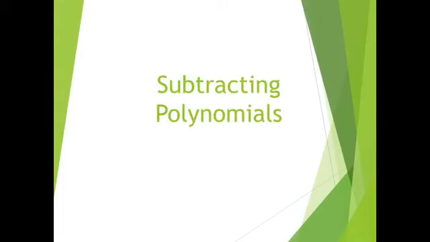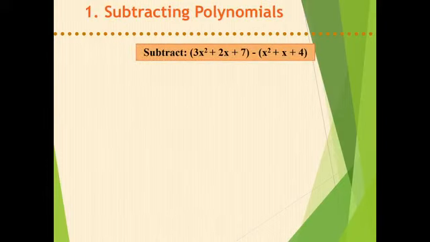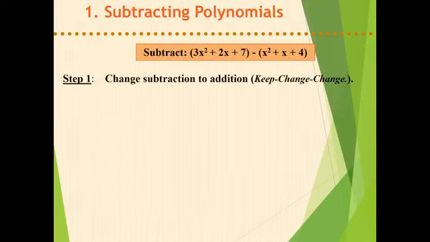Okay? Now, let's proceed to subtraction. Subtraction is different. What we do in subtraction is this. Subtract the two polynomials. The first step is to change subtraction to addition. So, this one we copy. Sorry, this minus becomes plus. And the signs of the second expression become negative. So, all the signs in it, we change.